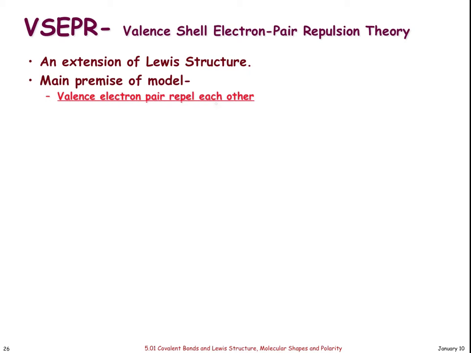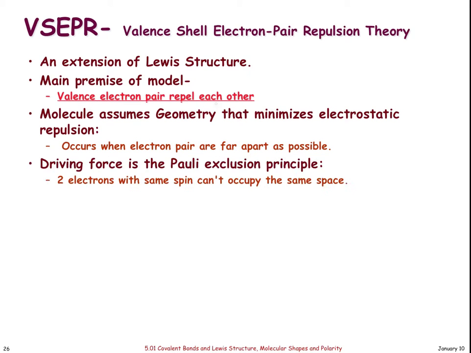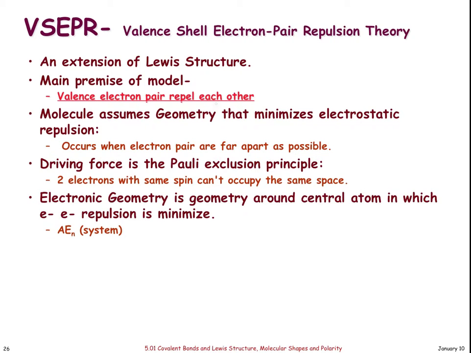So the whole idea of the valence shell electron pair repulsion is that the valence electrons repel each other because they're negatively charged. So they take on a shape that places them as far apart as possible because of electron-electron repulsion. Now, the driving force for this is the Pauli exclusion principle. No two electrons with the same spin can occupy the same space, so it has to go in a different molecular orbital. Based on that, you can figure out how many electron pairs are around the central atom.